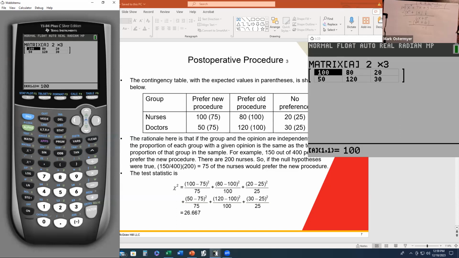Now, what we're going to do is get out of this matrix mode by hitting second, mode to quit.